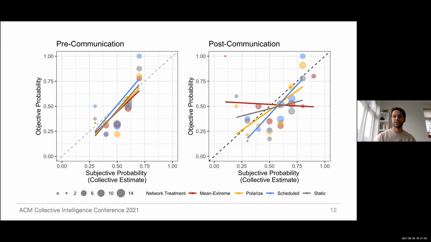So in our control group shown in gray, communication led to overconfidence. The subjective probabilities were more extreme than the objective probabilities, leading to a more horizontal calibration line. And while the mean extreme algorithm seems to have exacerbated this overconfidence, the polarized and scheduling algorithms were able to maintain the group's calibration. The caveat, of course, with this analysis is that because our groups only predicted 10 events, these data are likely to be noisy because, for instance, there are only 2 events for which the mean extreme groups predicted 10%.